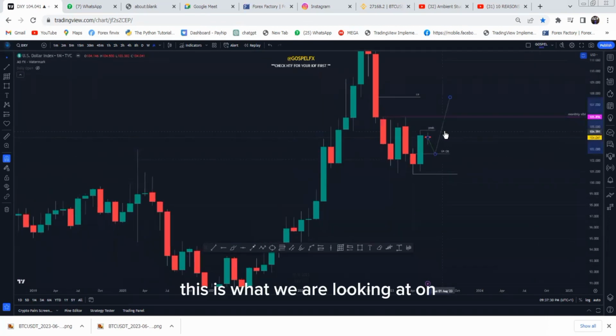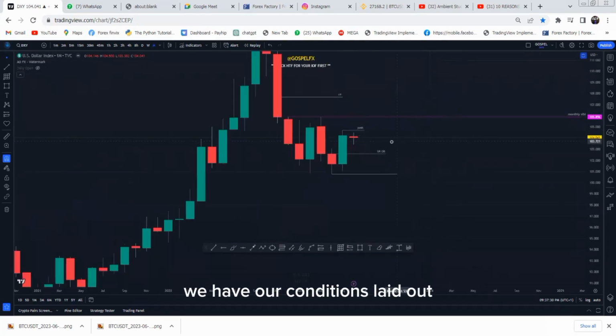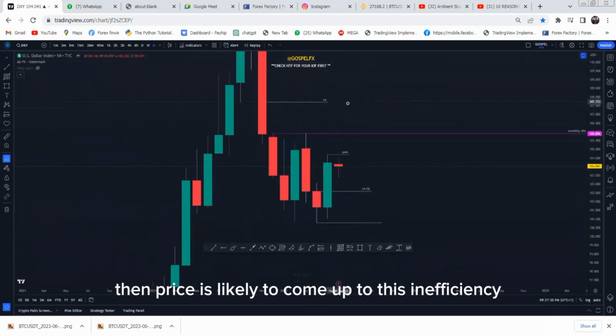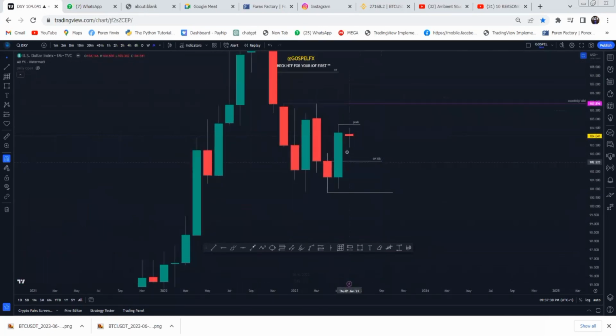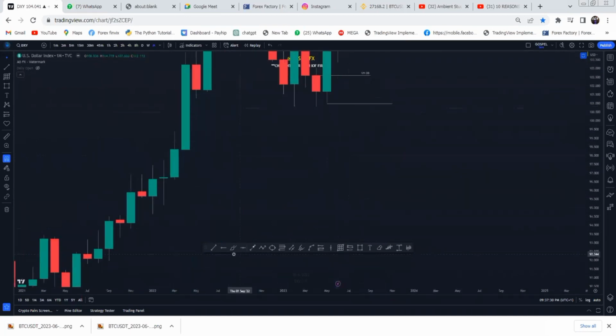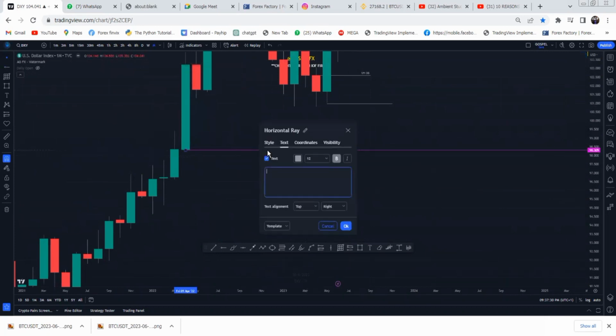Remember, this is what we are looking at on the monthly chart. We have our conditions laid out. If the previous monthly high is taken, then price is likely to come up to this inefficiency, okay? And if it is not taken, if the high is defended, then price will want to trade lower. And if it clears the previous monthly low, then we are going to have a free fall down to, first target will be this inefficiency here, this BC. That will be our first target, okay?